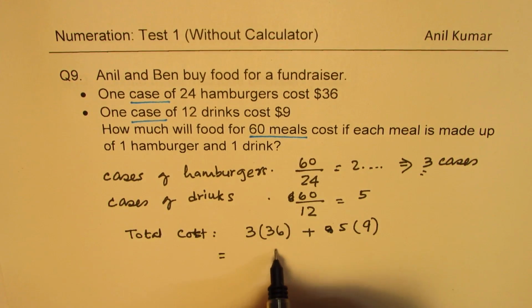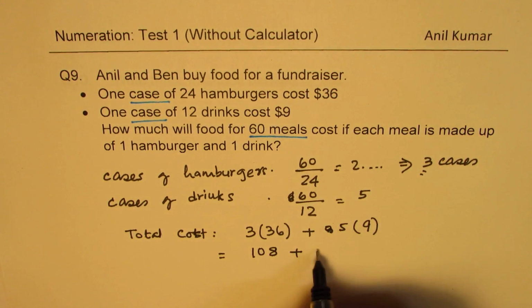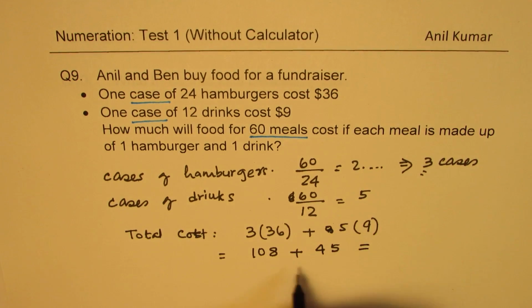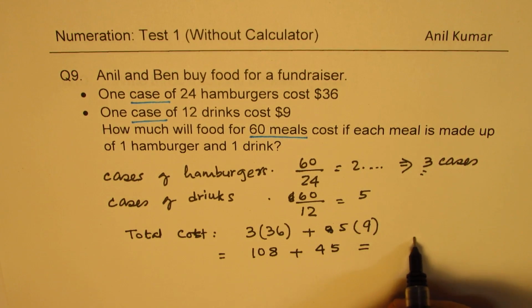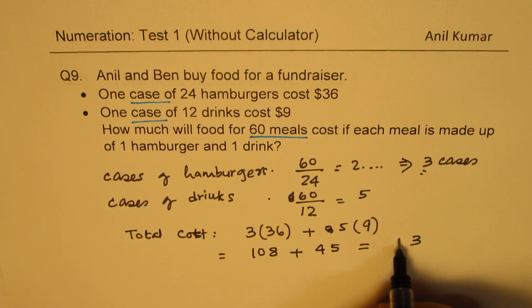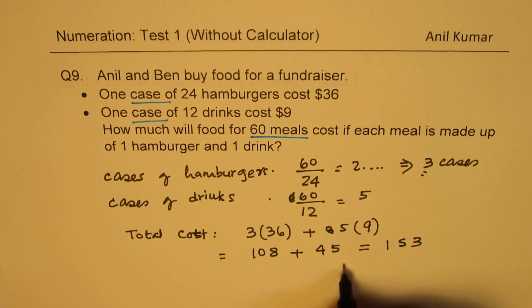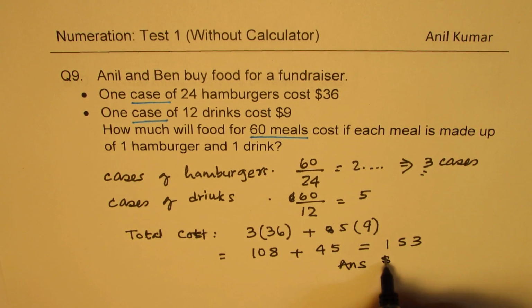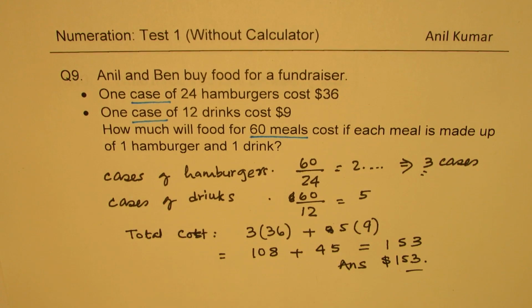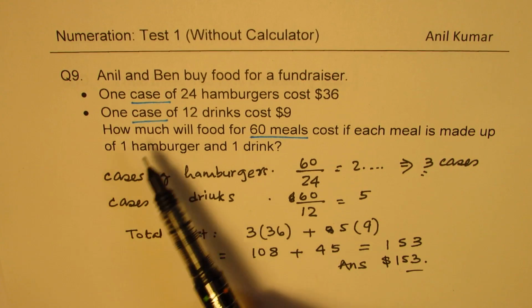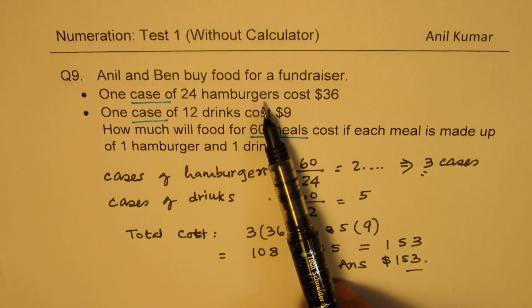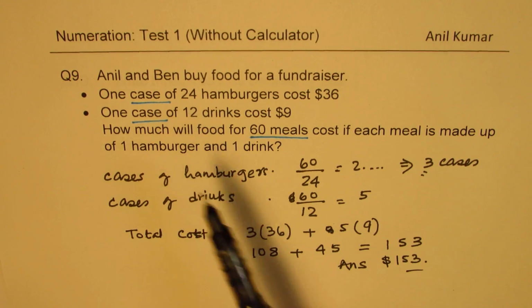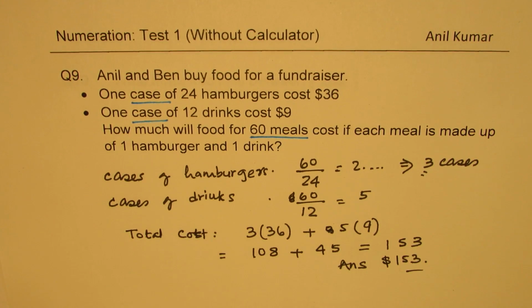So 3 times 36 is 108, plus 9 times 5 is 45. So let's add this. 5 and 8 is 13, 1, 5, 153. So our answer is $153. Is it clear? So that is how we are going to answer this. So remember, you have to buy in full cases. You may have some extra hamburgers, that's fine. But you cannot buy 2.5. That's the whole idea, right?